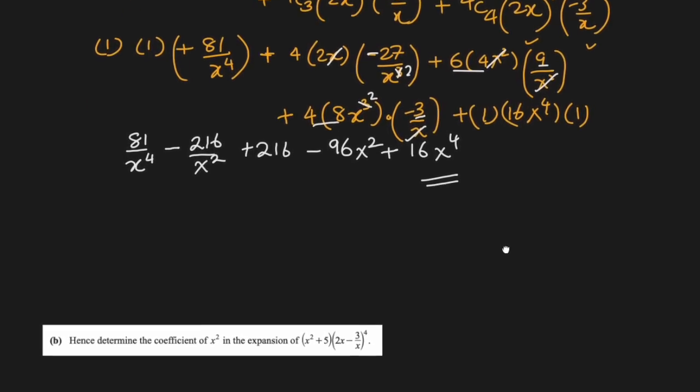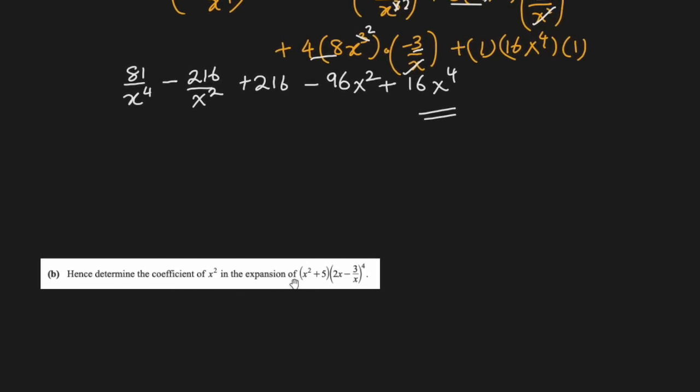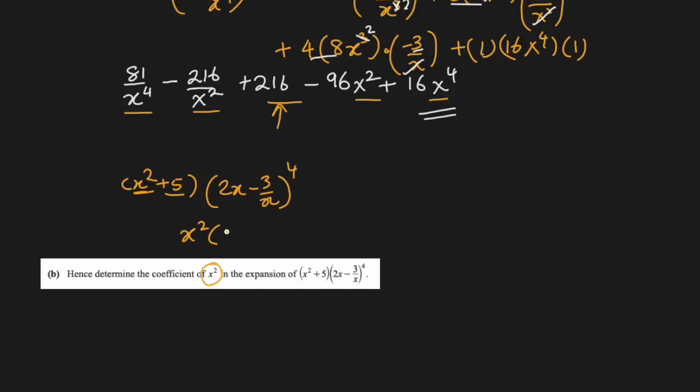Moving on, part B says, hence determine the coefficient of x squared in the expansion of x squared plus 5, the first bracket, times 2x minus 3 over x to the power 4, which was our earlier expansion. Since I need x squared, each part of this bracket will multiply with each term of the expansion of this one. So why should I write all of them? I just choose which will give me x squared. So if x squared is here, what do I need to multiply with this x squared so that it remains x squared, a constant? That means I'll multiply this 216 with x squared.